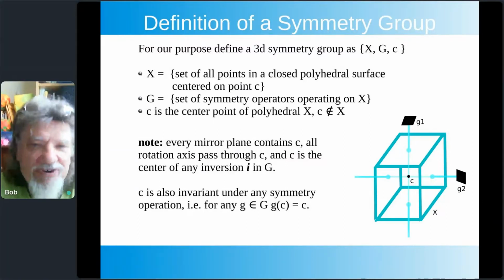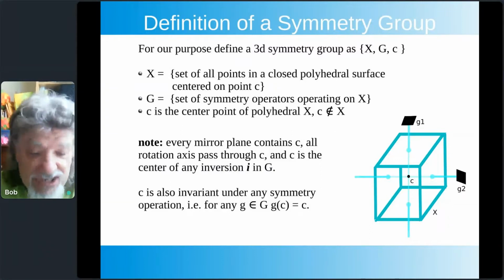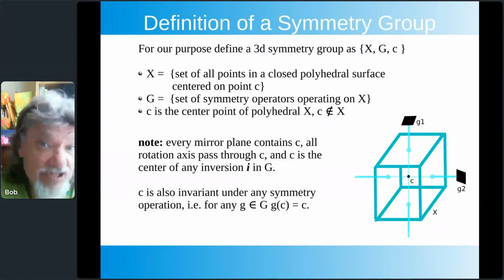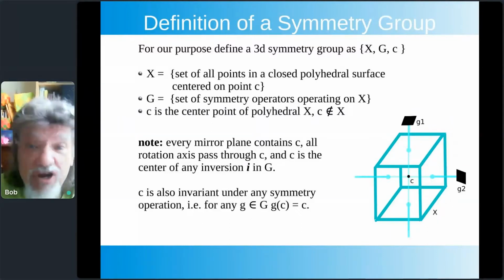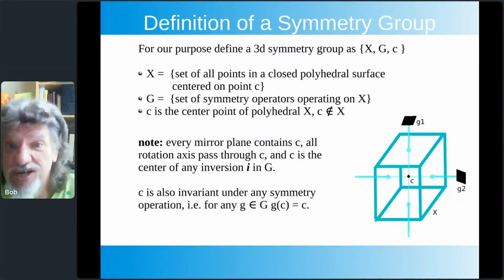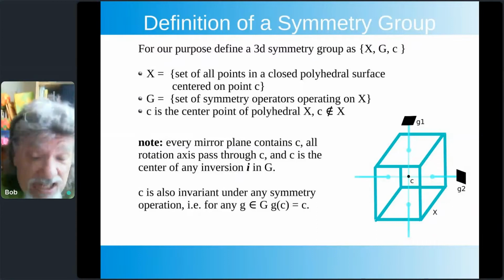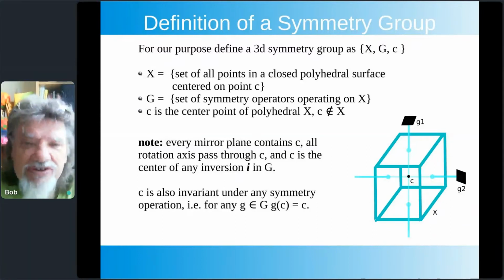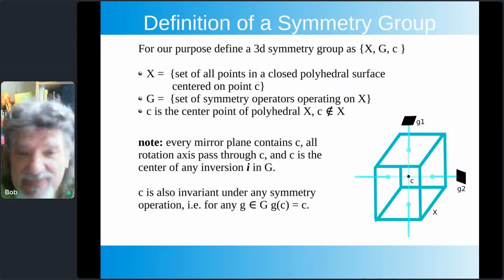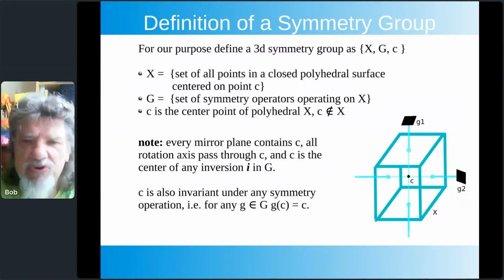G is going to be the symmetry operators, and they will be all your operators. They're going to be the rotations, the reflections, the mirror planes, and the inversions. I'm not worried about other operators like glide planes and screw axes, not for the kind of shapes we're going to demonstrate today. That's another set of lectures. And C is the center point of the polyhedron. It's not part of the outside set X. It's totally disconnected. All symmetry axes, like this fourfold axis G1, pass through C when it passes through the polyhedron.